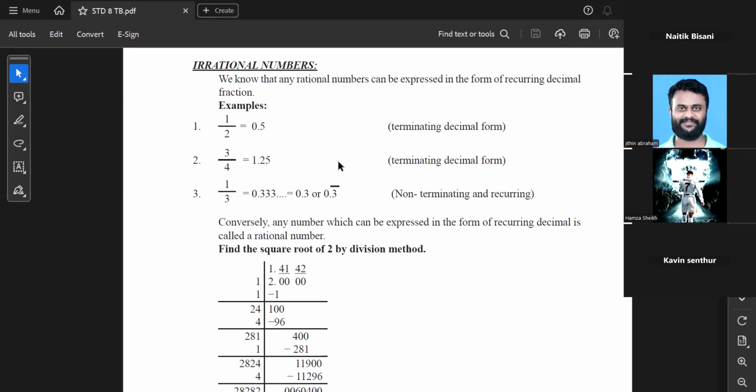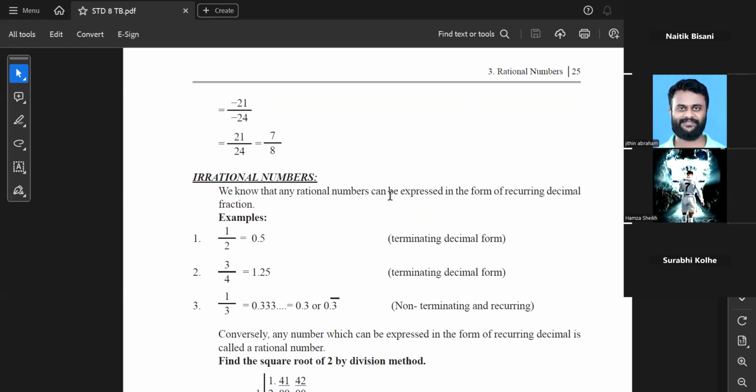Okay. Yes, Naitik, you have raised your hand. Tell me what's your doubt. Sir, when I take 21 by 24 and multiply the numerator and denominator by the same number, like 8 by 8 or 7 by 7, then I always get 7 by 8. This is because 7 by 8 is the simplest form, right? Yes. Good doubt, Naitik.